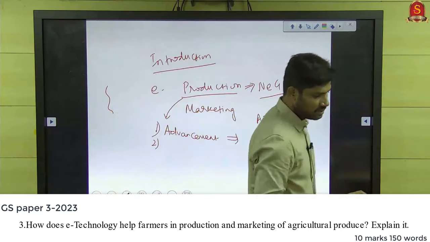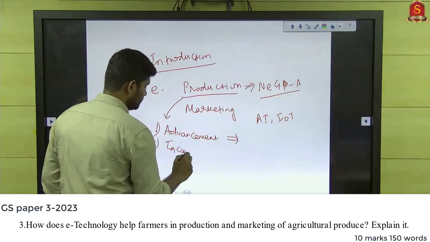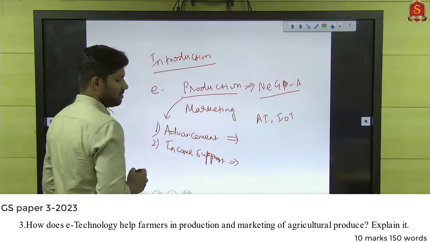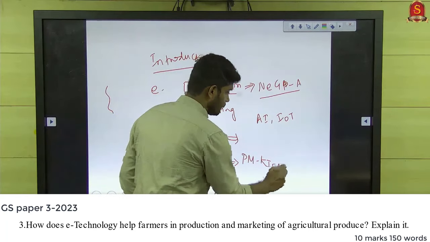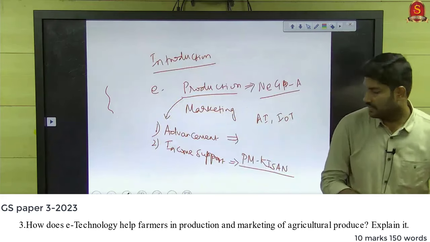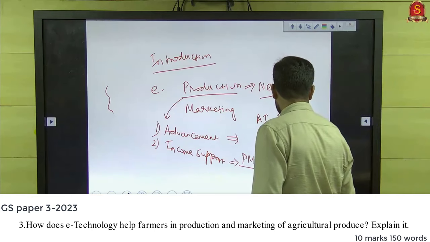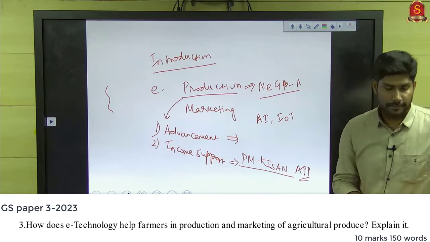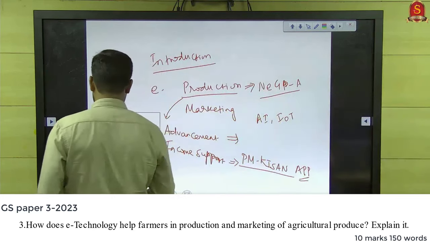Then the second one, income support to the farmers to increase production. Income support measure. Already there is one famous scheme run by the central government, the PM Kisan. Under the PM Kisan, the government is providing 6,000 rupees cash subsidy to the farmers on an annual basis. So the government launched a PM Kisan app. With this app, the farmers can directly register. Okay. Then increasing the production of horticultural crops.